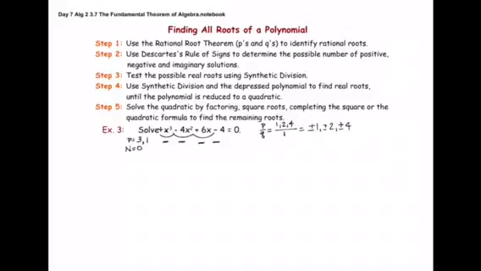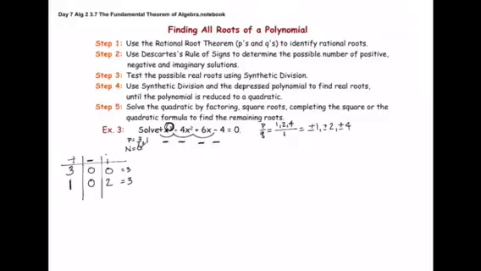So when we list out our table for our positives, our negatives, and our imaginaries, we know we have to have a total of 3. So we can have 3 positives, 0 negatives, 0 imaginary would give us our total of 3. We could also have 1 positive, 0 negatives, which means we could have 2 imaginary. So 3, 0 and 1, 0 are our only combinations we can have.